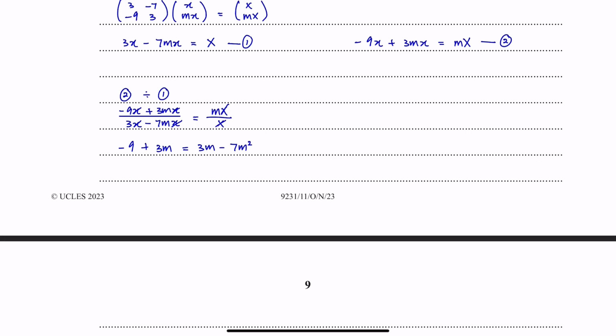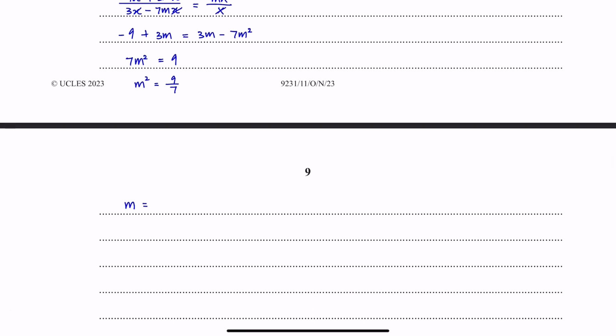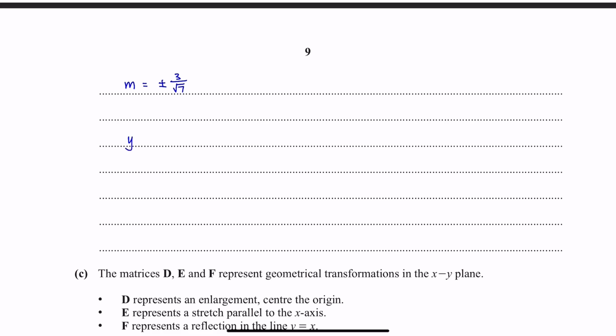So now you just need to solve the quadratic equation. So 7m squared equals 9, m squared equals 9 over 7, and m equals plus minus 3 over root 7. So the first equation of the line will be y equals 3 over root 7 x, and the second equation will be y equals negative 3 over root 7 x.